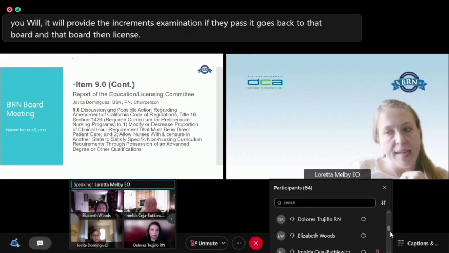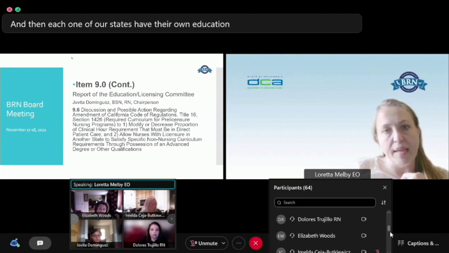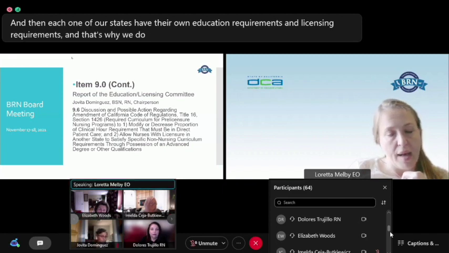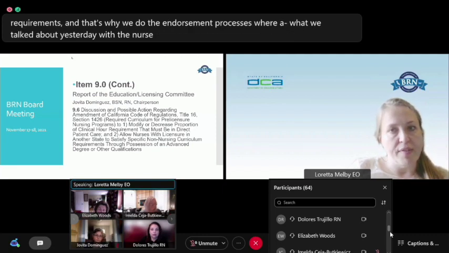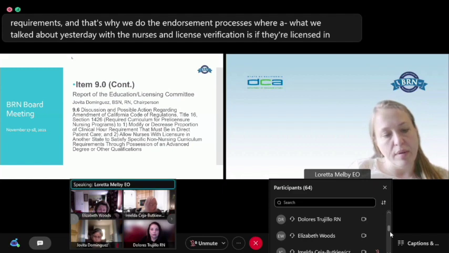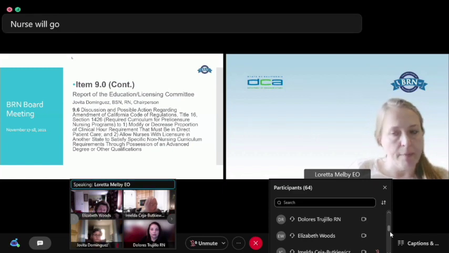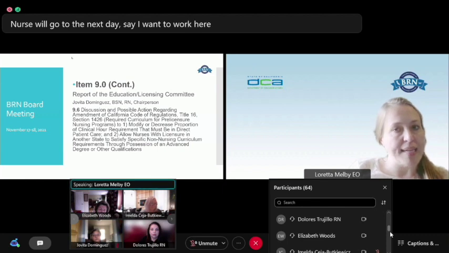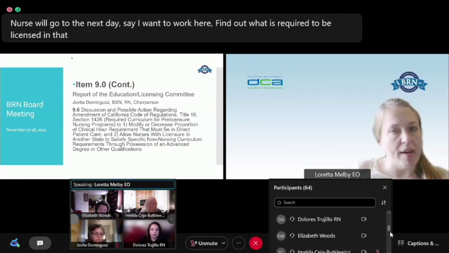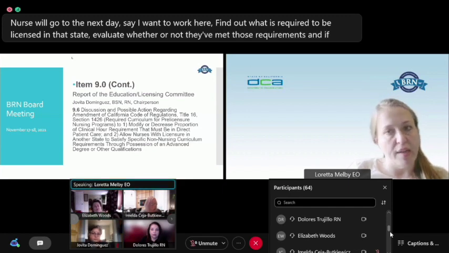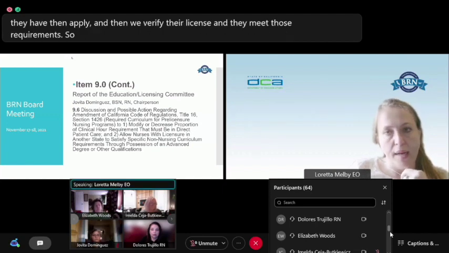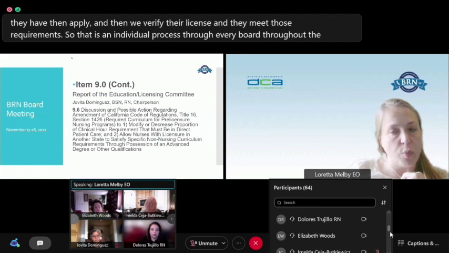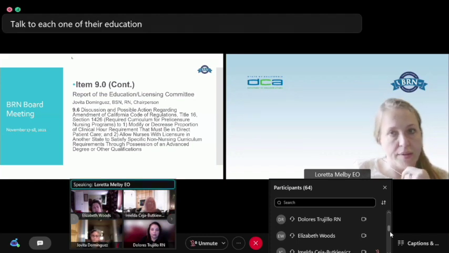Each one of our states has its own education requirements and licensing requirements. And that's why we do the endorsement processes, what we talked about yesterday with the nurses and license verification. If they're licensed in one state, that nurse will go to the next state, say I want to work here, find out what is required to be licensed in that state, evaluate whether or not they've met those requirements, and if they have, then apply. And then we verify their license and they meet those requirements. So that is an individual process through every board throughout the nation. And I can't speak to each one of their education requirements. I can only truly speak to ours.